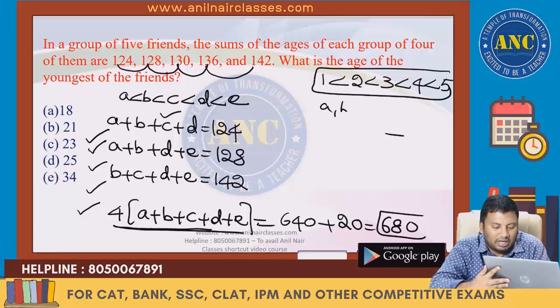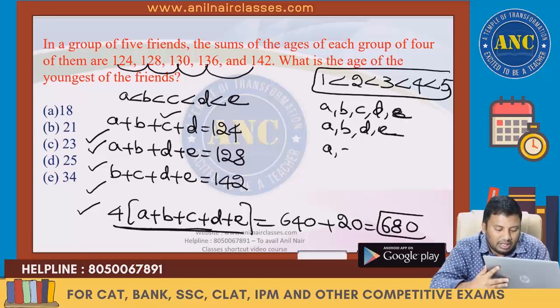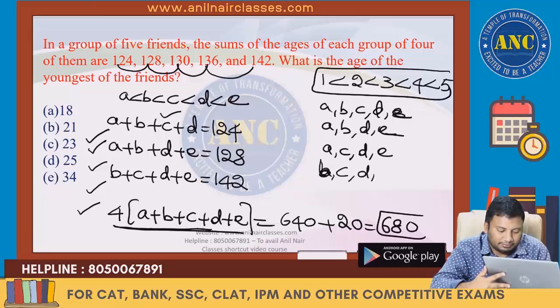They are the combinations of 4 out of 5. A, B, C, D, E is one combination. A, B, D, E is another combination. A, C, D, E is another combination. B, C, D, E is another combination.